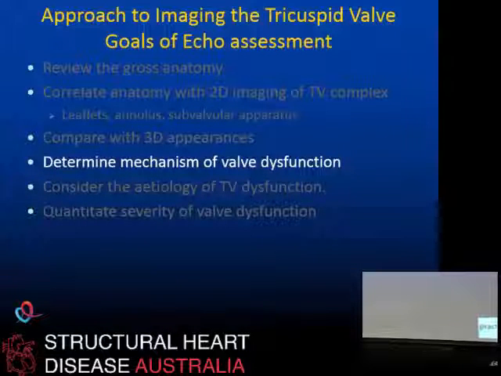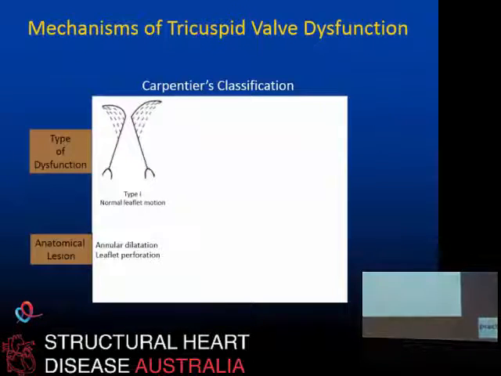The next step in evaluation of the tricuspid valve is to determine the mechanism of dysfunction. The tricuspid valve dysfunction can also be classified according to Carpentier's classification, as we're familiar with the mitral valve. The most common type of tricuspid valve dysfunction is functional or type 1, where the leaflets and chordae are normal, but for example the annulus is dilated or trauma has occurred to the leaflets.